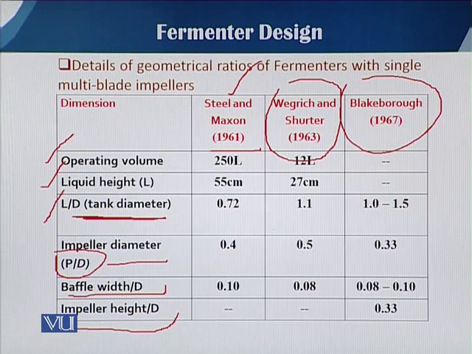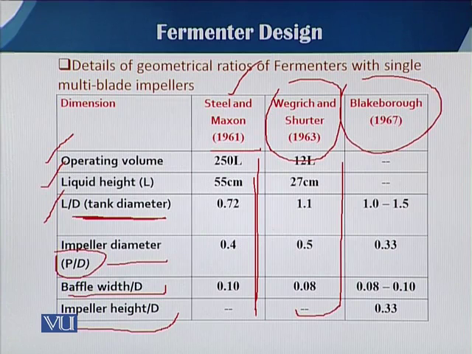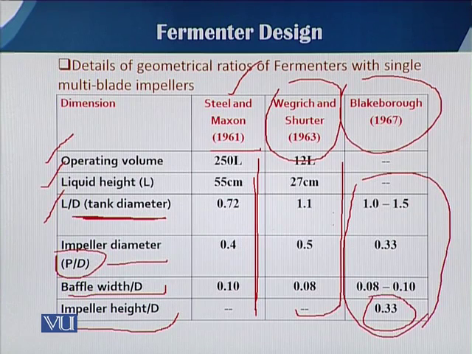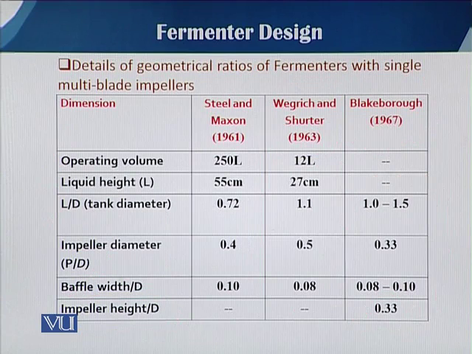Suppose we want to design a 300 liter fermenter, keeping in mind the dimensions given by Steele and Maxson 1961, we can follow these lines. If we want to design a fermenter with a single impeller following Wagerich and Shelton, then we can use these. Blackborough is very critical because it has given the impeller height to D ratio, which is 0.33. So by using the geometrical ratios, we can design any fermenter having a single impeller.